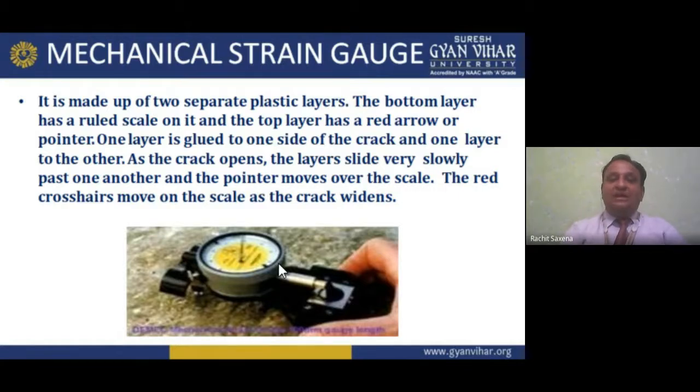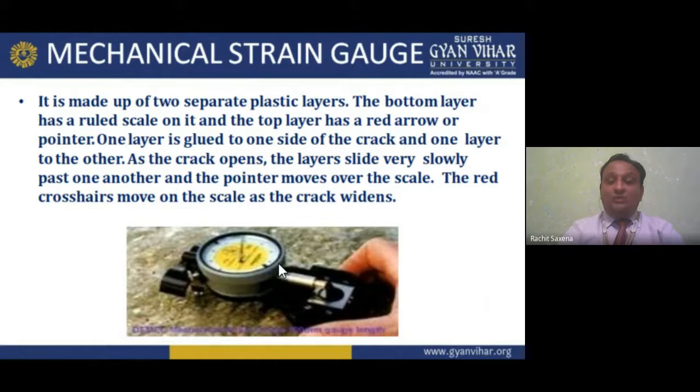The bottom layer has a ruled scale on it, and the top layer has a red arrow or pointer which moves. One layer is glued to one side of the crack, and the other layer is glued to the other side.